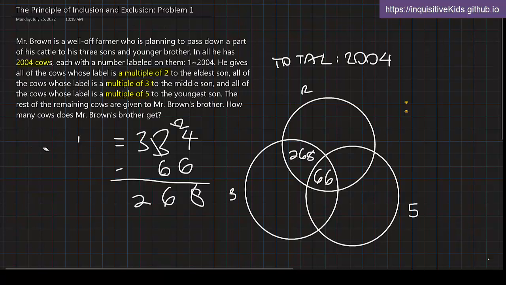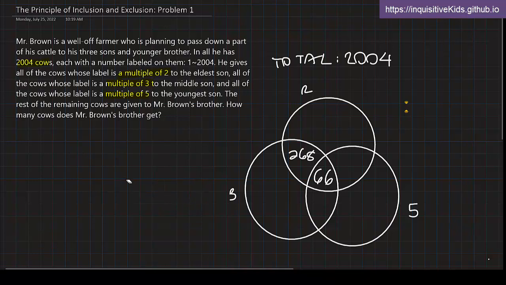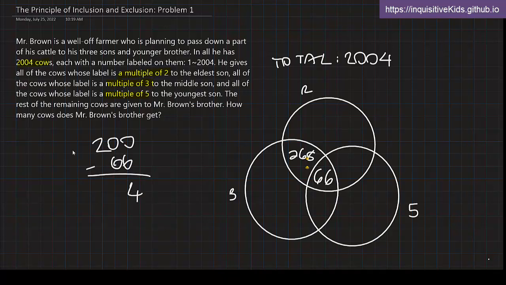Now we have the same steps for all of the other numbers. Let's do 2 and 5 first. 2 and 5 have an LCM of 10. And 2004 divided by 10 is at most 200. But remember, we have to subtract 66 from 200, which gives us 134. So right here in this blank, we have 134.